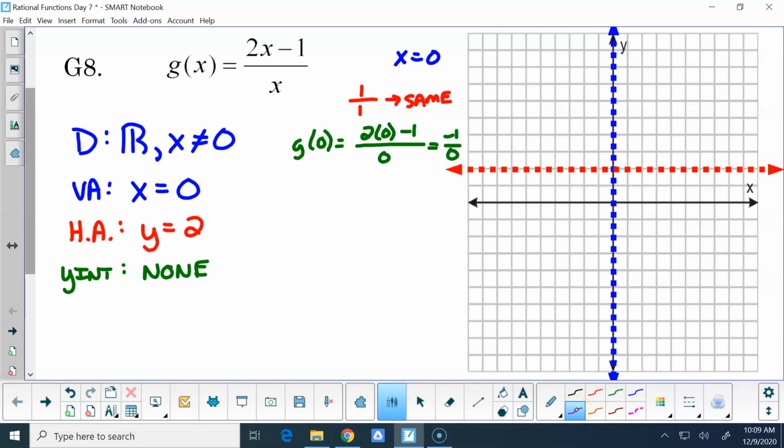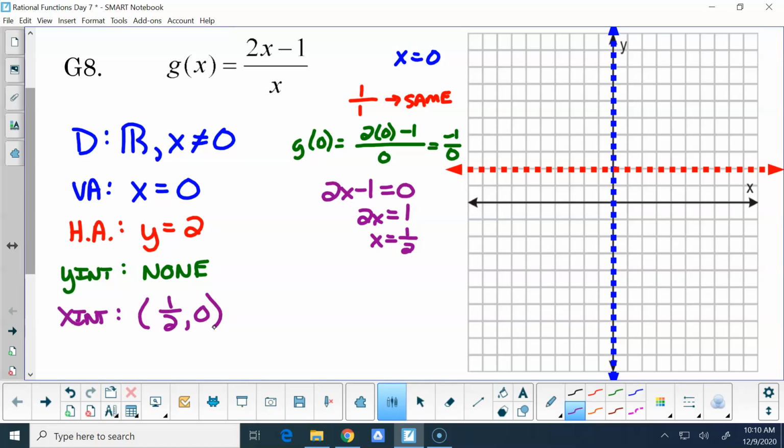X-intercept next. I take my numerator, 2x minus 1, and I set it equal to 0. Solve it. So I'm going to add 1. 2x equals 1. x equals 1/2 when I divide by 2. So my x-intercept is going to be the point 1/2, comma 0. So that's that.